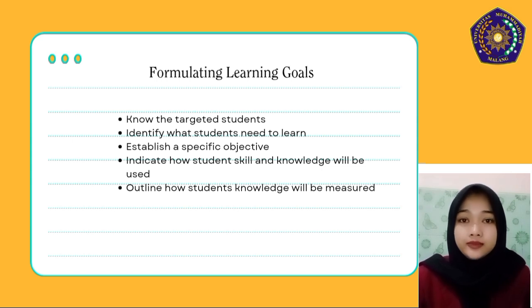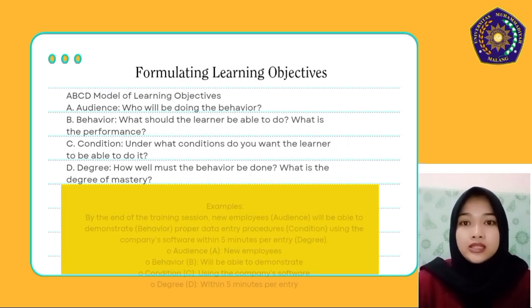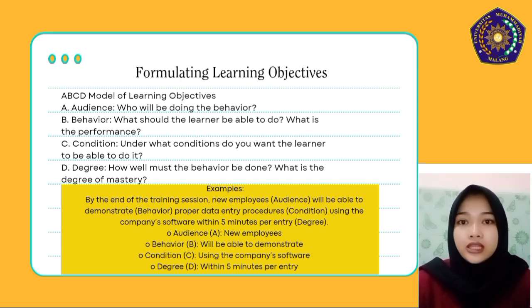Next is how to formulate learning objectives. Before I explain the steps, what I need to tell is that well-stated objectives clearly tell the students what they must do, to a specified degree or standard of acceptable performance, and under what conditions the performance will take place. So this clear objective can be written down if we as teachers follow a formula. The formula is the ABCD model of learning objectives.